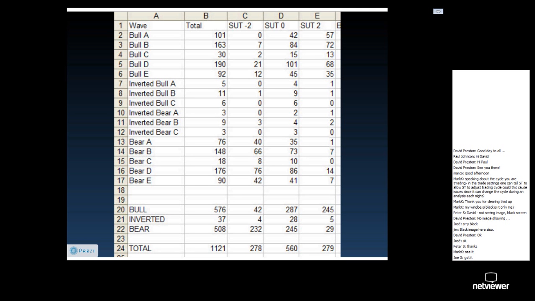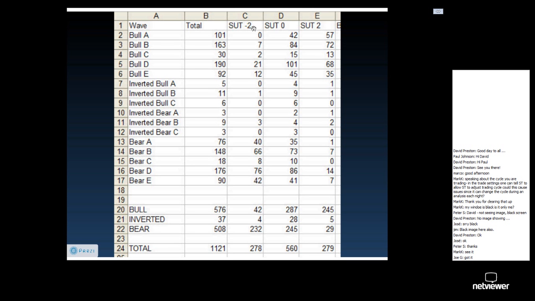What are the next 3 columns here? SUT stands for short underlying trend. I spoke last week about underlying trend. Underlying trend is the total effect of cycles longer than the cycle that you're trading.